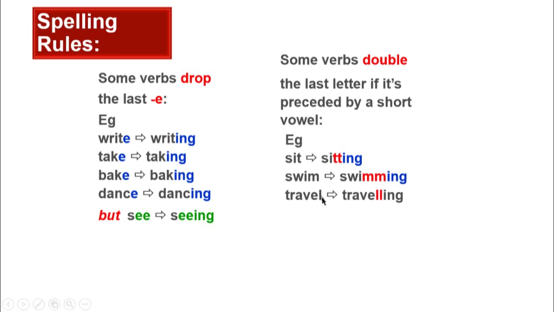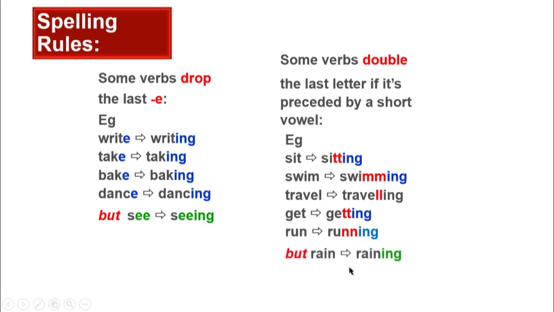Travel, L preceded by a short vowel, so I have to double it. Two L's, as you see in the red: traveling. Get here: T preceded by E, a short vowel, so I have to double T, then add ing. We have run: N preceded by a short vowel, so I have to double N, then add ing.